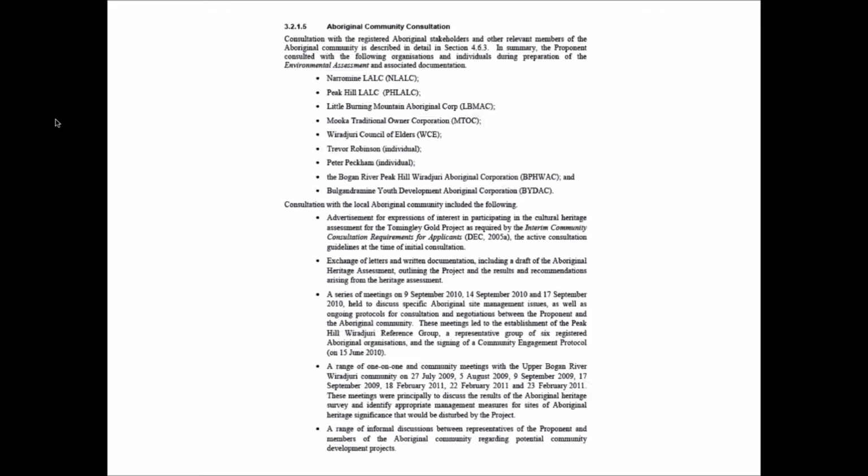The communities were not present on the land. There were no specific artefacts. There were no temples. There were no religious sites. But it was important for that to be identified and disclosed during the EIA process.